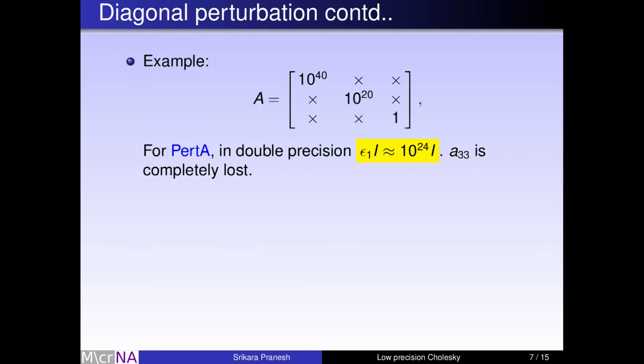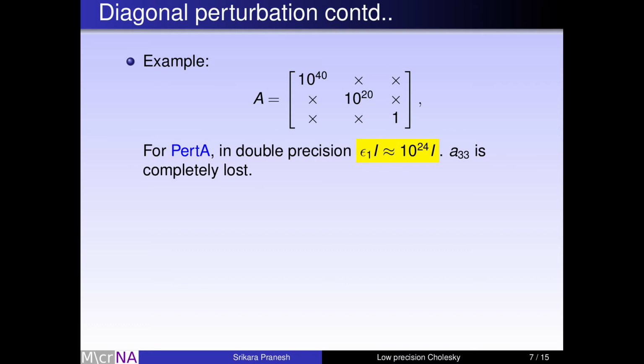factorization. So in this particular example, the largest value is 10 power 40, and the unit round off is around 10 power minus 16. So essentially, you'll have to perform a diagonal perturbation of this particular value. If you do that, then 3, 3 is completely lost.